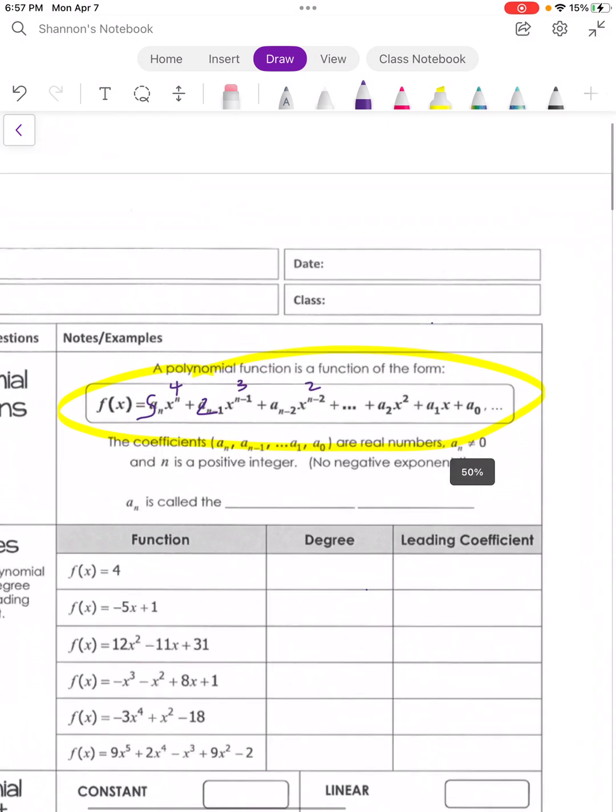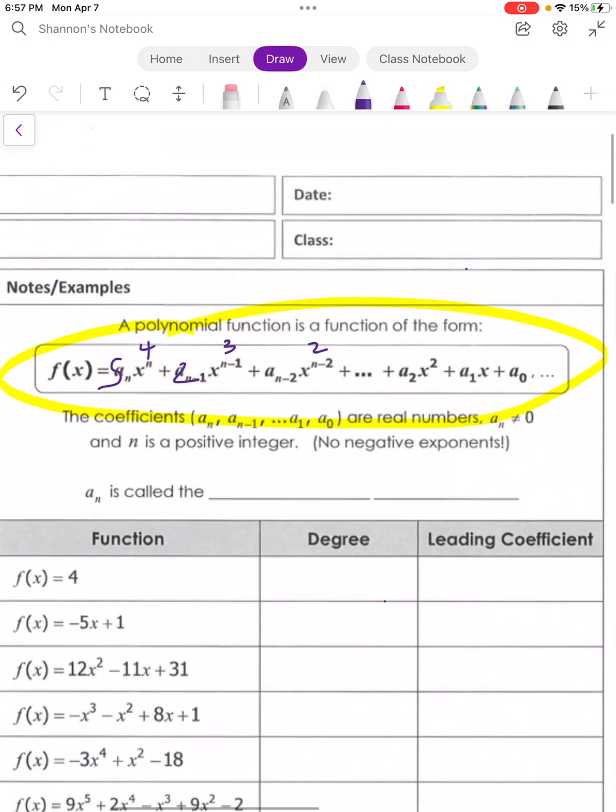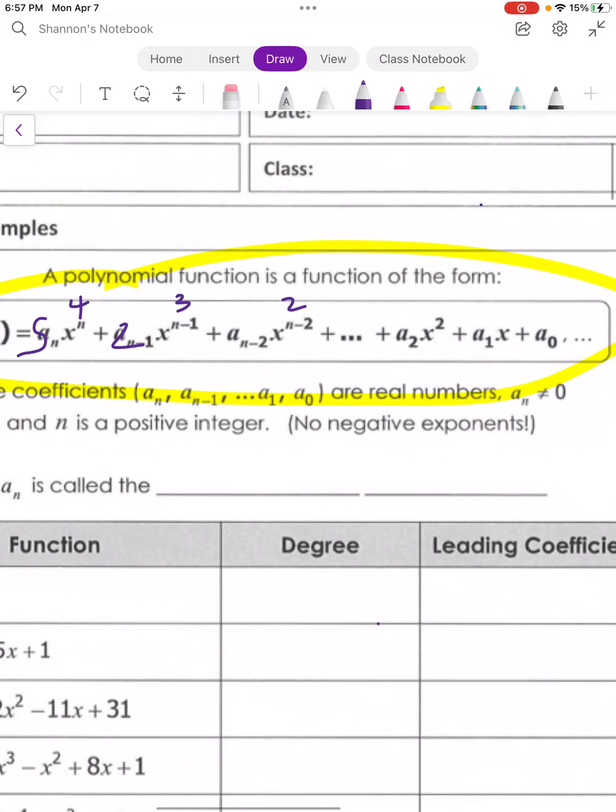The coefficients, the a's there, are real numbers, not equal to 0, and n is a positive integer, so there's no negative exponents. A sub n is called the leading coefficient.